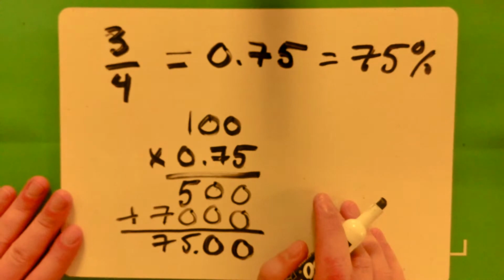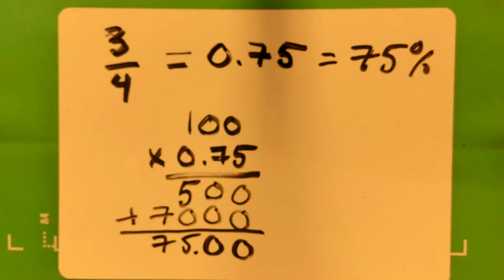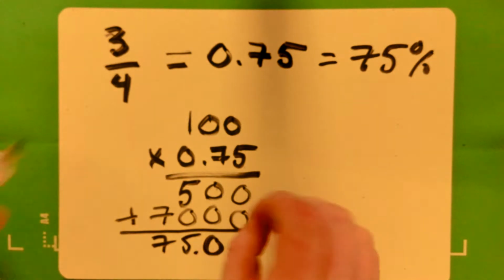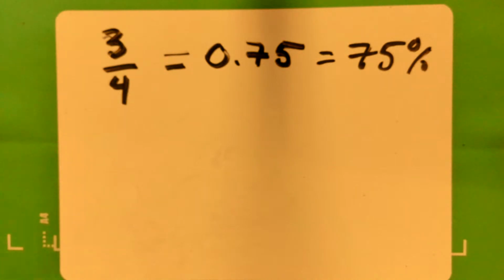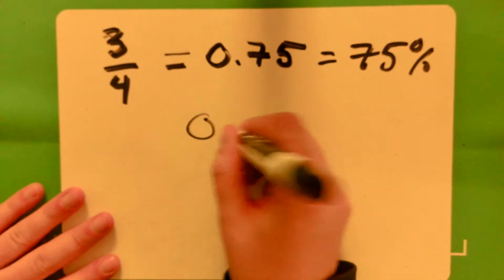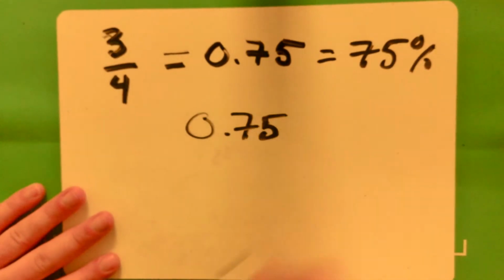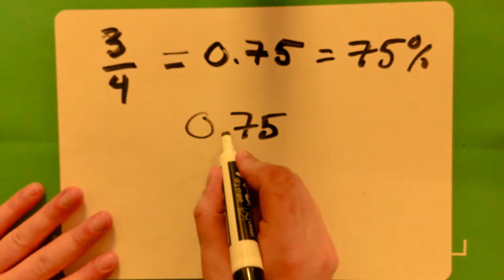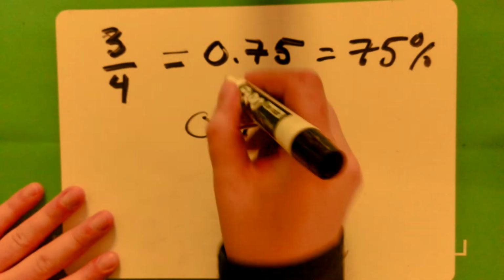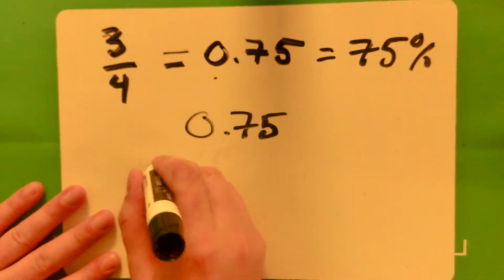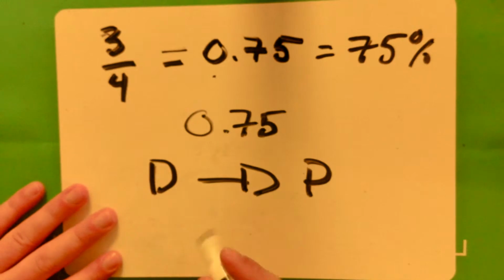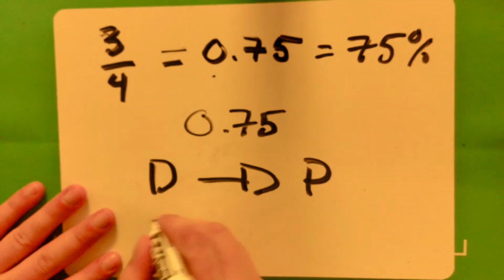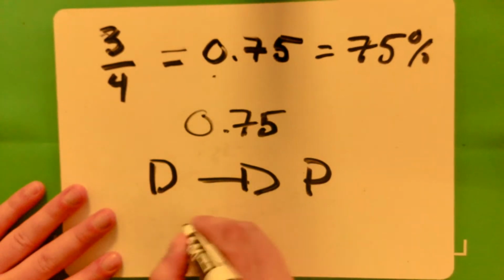Now, you'll notice both of them look like 75. And that's because there's a trick we can use here. So if we just erase this, okay? If we take 0.75, times it by 100 is the same thing as moving the decimal place twice. So when you're trying to go from decimal to percentage, D to P, you move the decimal place 2 to the right.